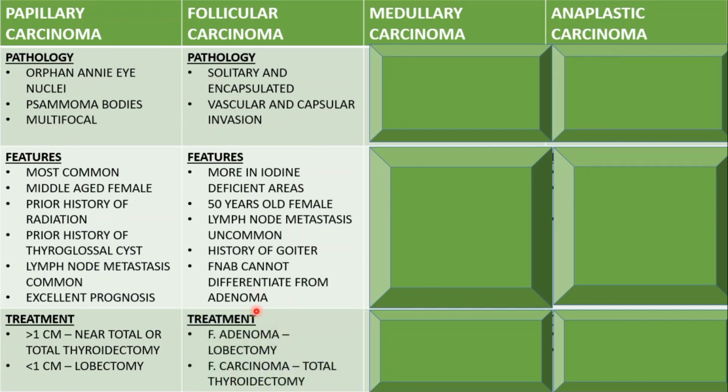Now to treat this, you first take the patient to the operation theater, and during the surgery you take a biopsy of the tissue and send it to the pathology department. When you find out that it is a follicular adenoma, just removing the lobe from which the tumor arose is enough. But when you confirm it to be a follicular carcinoma, a total thyroidectomy would be necessary.